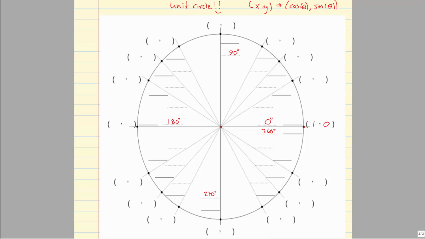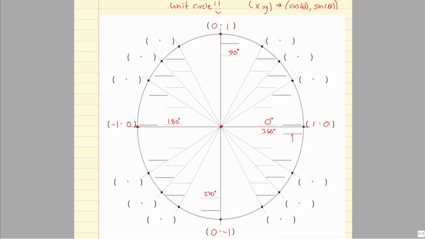Now for 90 degrees, from the horizontal axis up to here, I don't move left or right. So I would have 0 in the x direction, and I'm moving up 1, so I'd have 1 in the positive y direction. For 180 degrees, from the center to this point is a distance of -1. I'm moving toward the left, so that's a -1, and I'm moving 0 vertically. For 270 degrees, I'm moving 0 units left or right, that's my x value, and I'm moving down 1 vertically, so that gives me my y value of -1. So if you can get these quadrantal angles to start with, that's good.